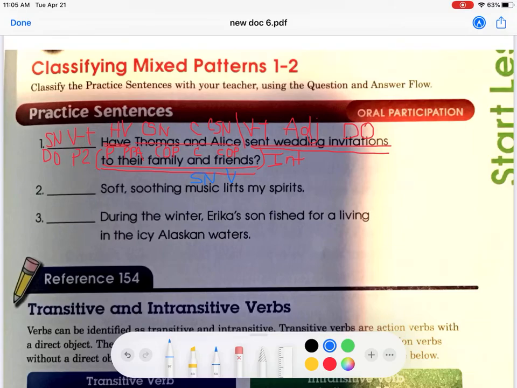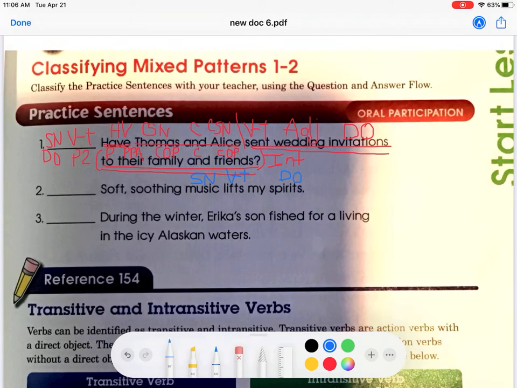Okay, now does it transfer its action to anything? So music lifts what? Spirits. Spirits is a noun, and that would be our direct object, so that makes our verb transitive. And then the word my, whose spirits? My spirits. So that is a possessive pronoun adjective. Sorry, it gets kind of tight there. Okay, PPA.